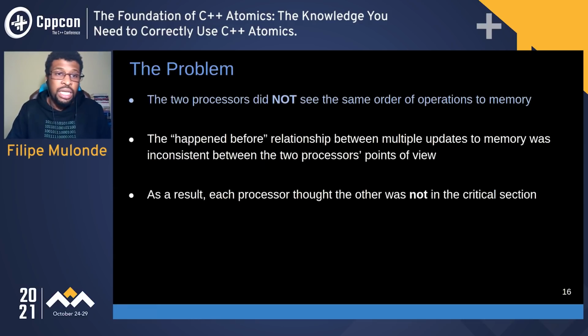The problem is that the two processors did not see the same order of operations to memory. The happened-before relationship between multiple updates to memory was inconsistent between the two processors' points of view. As a result, each processor thought the other was not in the critical section.